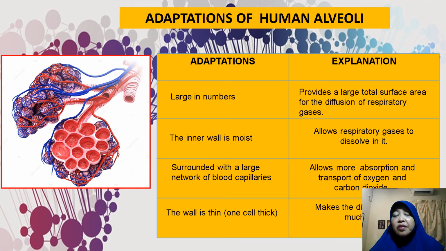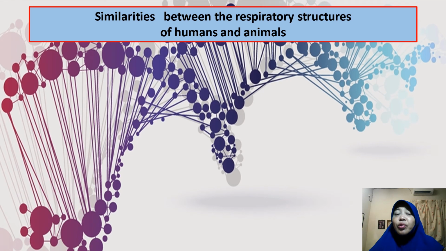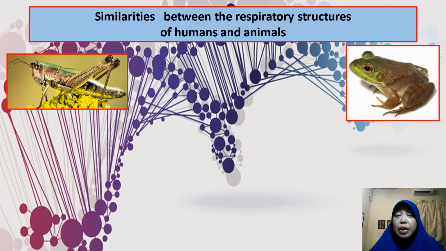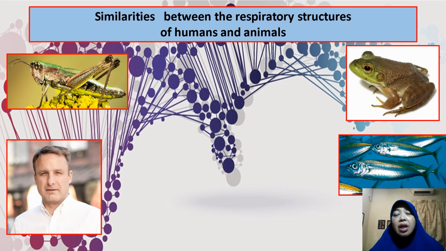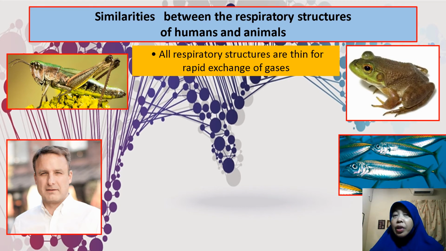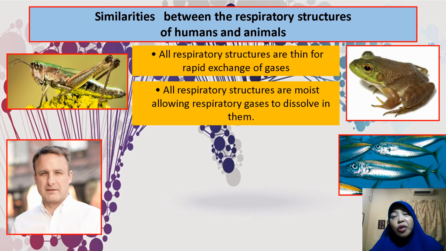So we have finished discussing all the four respiratory structures. What are the similarities of all those four respiratory structures? We discussed the insect respiratory structure, the frog, the fish, and the human being. The similarities of these structures are, they are thin so that they can allow rapid exchange of gases. The structures are also moist for the gases to dissolve first before diffusion can occur.